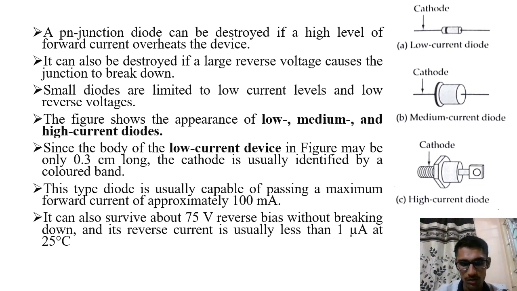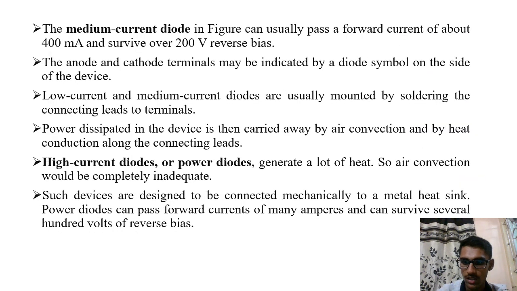This type of diode is usually capable of handling a maximum forward current of approximately 100 milliamperes. They can also survive about 75 volts reverse bias without breaking down, and its reverse current is usually less than 1 microampere at 25 degrees Celsius. Now let's see the characteristics of medium current diode and high current diodes. Medium current diode can usually pass a forward current of about 400 milliamperes and survive over 200 volts reverse bias.